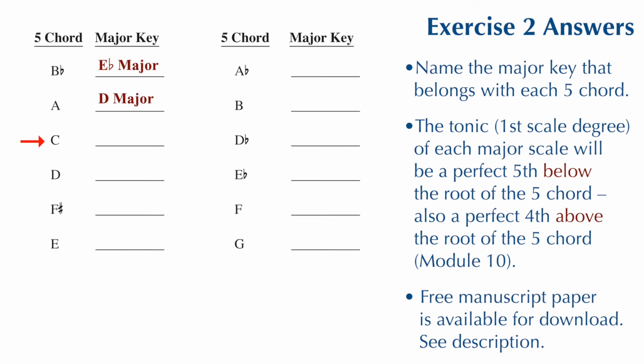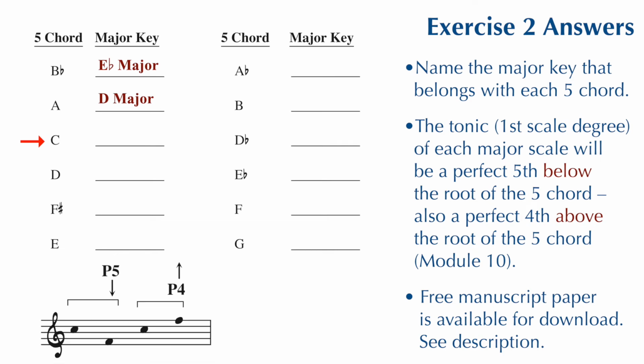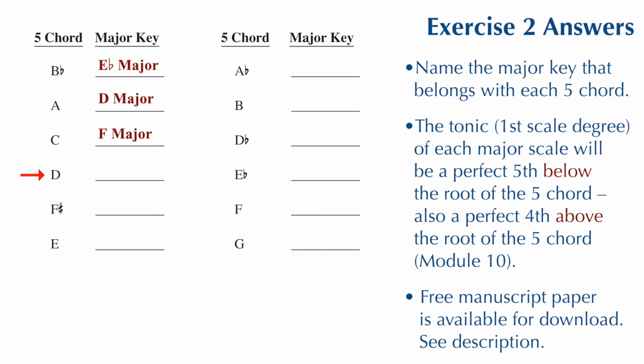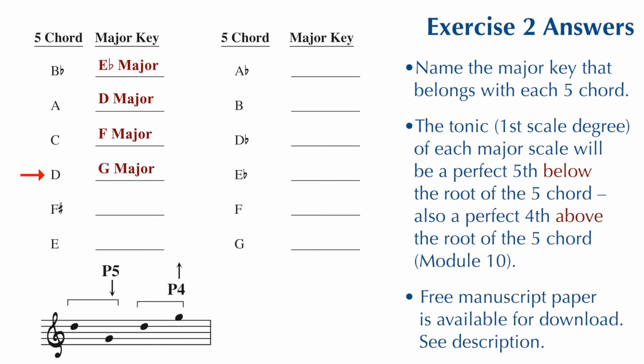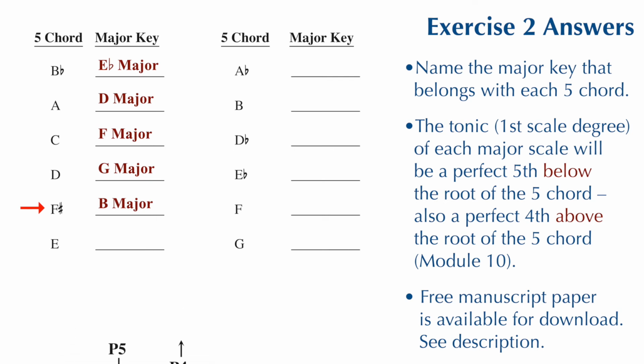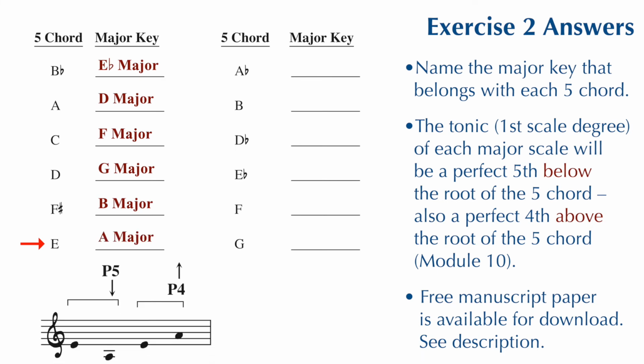If your 5 chord is C major, we take the root of that chord, the C, lower it a perfect 5th, or raise it a perfect 4th, find ourselves on an F. We are in the key of F major. If your 5 chord is D major, we take that D, lower it a perfect 5th, or raise it a perfect 4th. We find ourselves on a G, so we will be in the key of G major. If the 5 chord is F sharp major, we take the F sharp, lower it a perfect 5th, or raise it a perfect 4th. We land on a B, so that puts us in the key of B major. If your 5 chord is E major, you take that E, lower it a perfect 5th, or raise it a perfect 4th, and find yourself on an A, so we are in the key of A major.